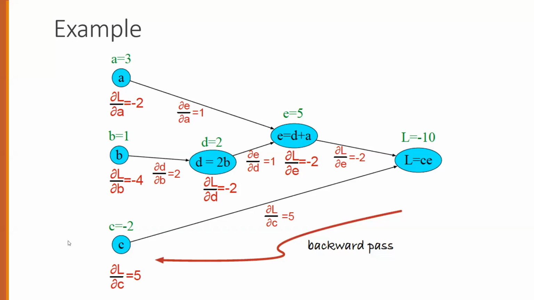Thus, we begin by annotating the final node, dL/dL is equal to 1. Moving to the left, we then compute dL/dC and dL/dE, and so on, until we have annotated the graph all the way to the input variables.